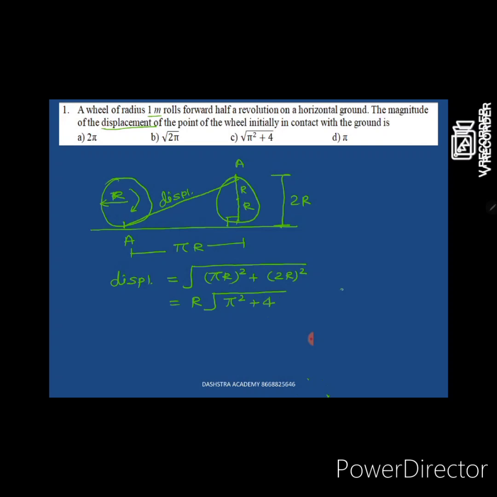And since we know that the value of r is given as 1 meter, therefore my final answer will be under root of pi square plus 4. That is, option C is correct. Right guys, I hope it is clear.